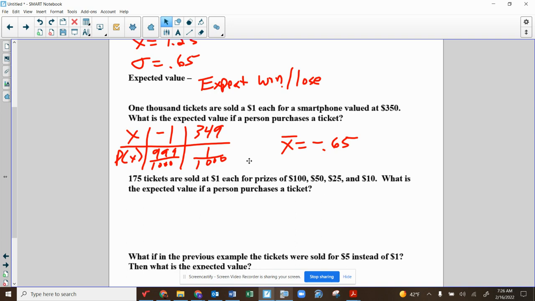So that means you would expect to lose 65 cents each time you play. Now you say, well, it's impossible to lose 65 cents if you're paying $1, but this is on average every time you play the game. So expected value works more of if you're playing it for a long time, what's going to happen. So on average, you would lose 65 cents every time you would play.